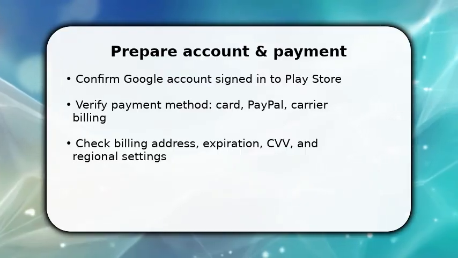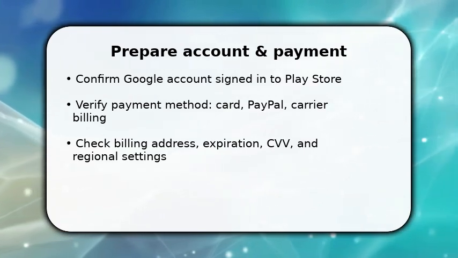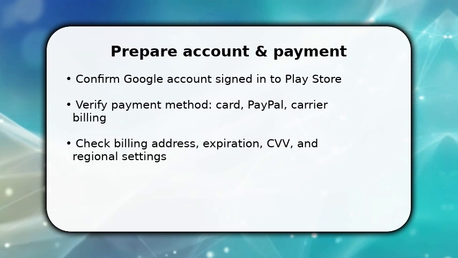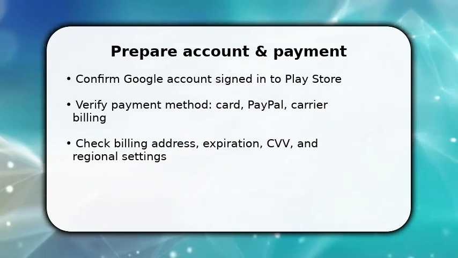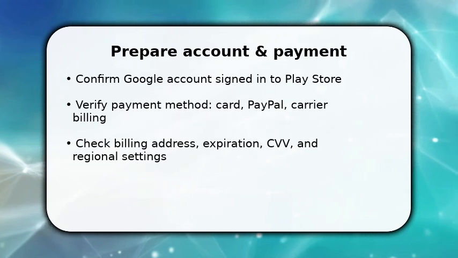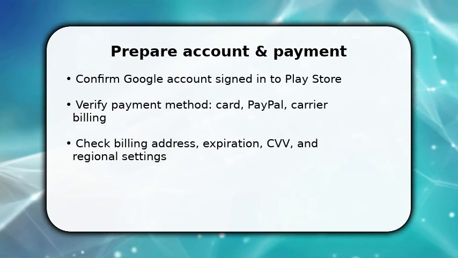You'll start by confirming the Google account and the payment method tied to Play Store. This avoids mismatched credentials. Open Play Store, tap your profile, and verify the email matches the purchase account. Next, inspect the card details, expiry, CVV, and billing address, because banks block mismatches.